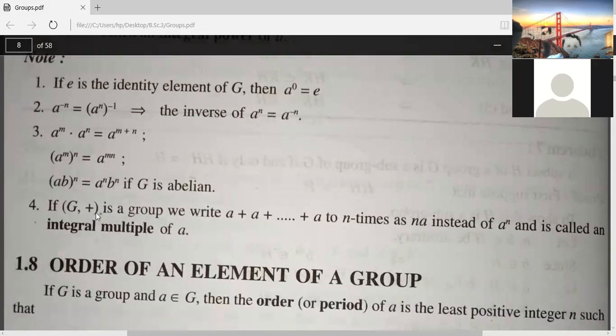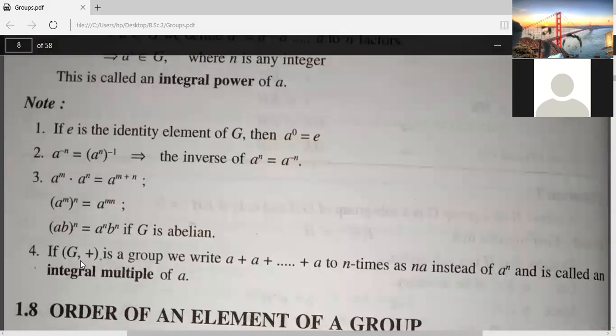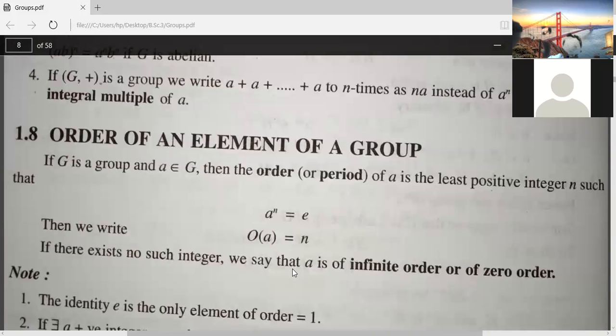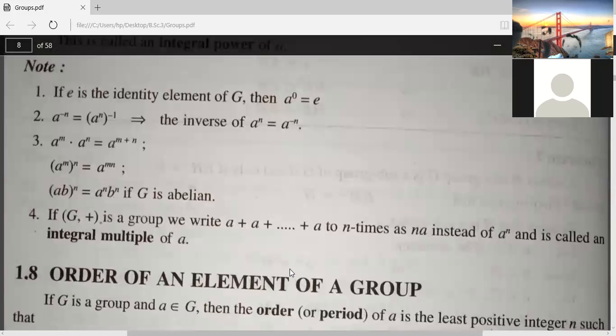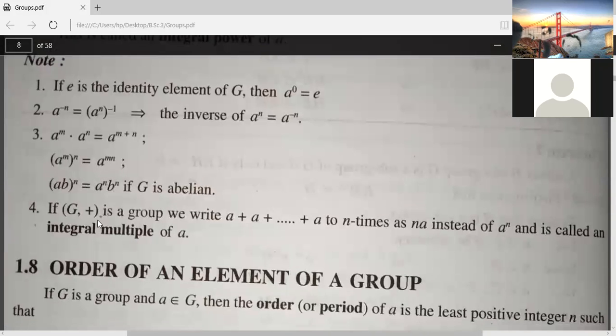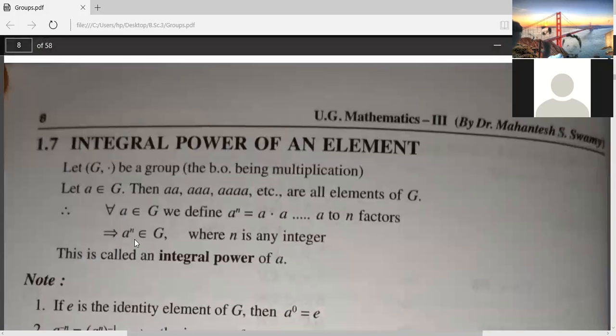Now (G, +) is a group. At the start, you took (G, ·) as a group in the definition. The same can be extended to (G, +) also. Here a plus a plus a, n times, if you write it, you will get na. That is also an integral power of a. Either (G, +) means you get na, and (G, ·) means you get a to the power n. That is the case.